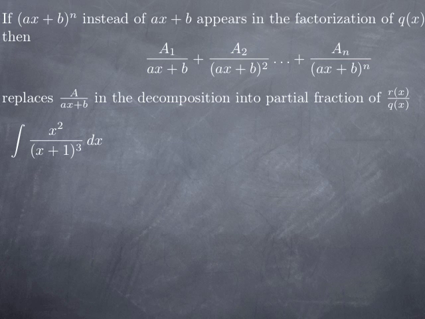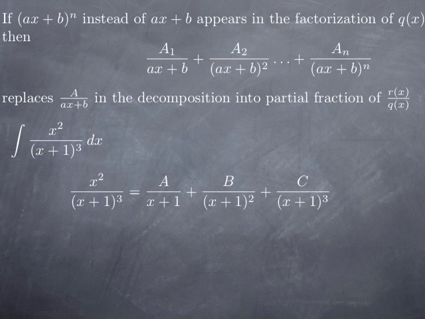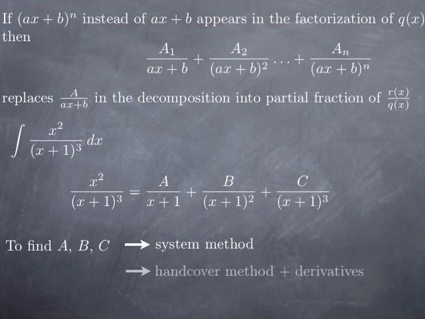So that means we can start directly with the form of the decomposition into partial fractions, which would be in this case a over x plus 1 plus b over x plus 1 squared plus c over x plus 1 cubed. One term for each power of x plus 1 from 1 to 3. And now we want to find the coefficients a, b, c. And to find them, we can, as usual, use the system method that we've seen before. It normally works, whatever case we're in. Or we're going to use something that is not quite the cover-up method, but something like the cover-up method plus derivatives. We'll see what that means.